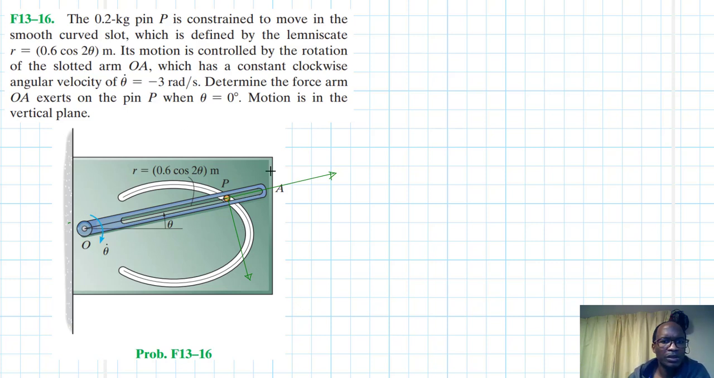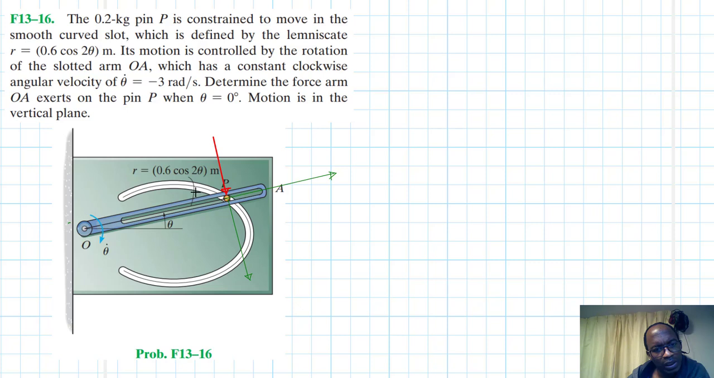Then the slotted arm will exert a force on the pin, perpendicular, like so. So this is the force exerted on the pin, right? So we have that force, and then we have something else.